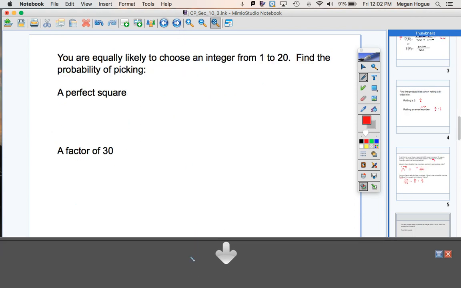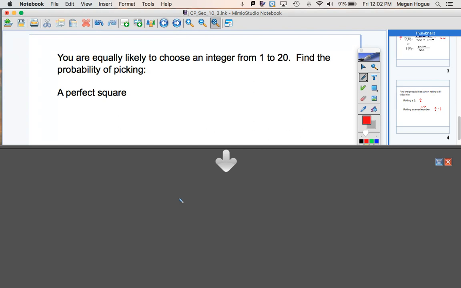All right, so moving on to the next part, you are equally likely to choose an integer from 1 to 20. Whenever you see this, this also includes the 1 and the 20. We want to find the probability of picking, let's start off with a perfect square. So we have to know our perfect squares. 1 is a perfect square, 4, 9, 16, 25, so it's not in our set. So there are 4 ways to have a perfect square. 1 to 20, there are going to be 20 numbers in there. Reduce, reduce, reduce, 1/5.